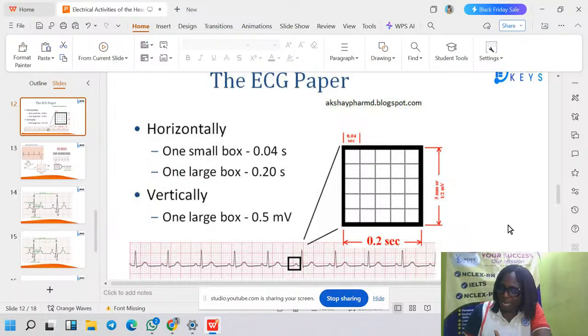So while you are using 30, can you count out the 30 boxes? Now, in the 30 boxes, you will count how many R is in the 30 boxes. This is UWord. You will count how many R is in that 30 boxes. Then you multiply by 10. What is your answer?